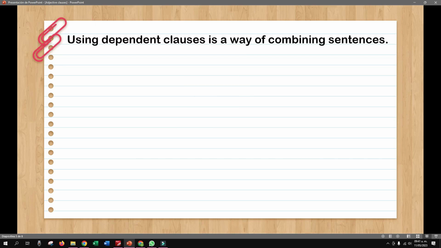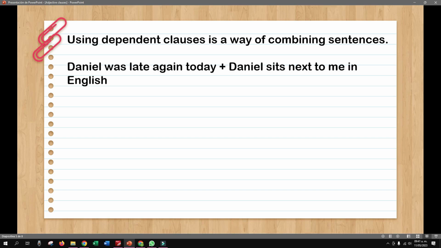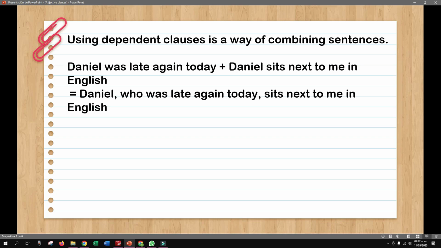Using dependent clauses is a way of combining sentences. Daniel was late again today. Plus, Daniel sits next to me in English. You have there two sentences: Daniel was late again today, and Daniel sits next to me in English. So Daniel, who was late again today, sits next to me in English. In that way, you are combining both sentences, right?